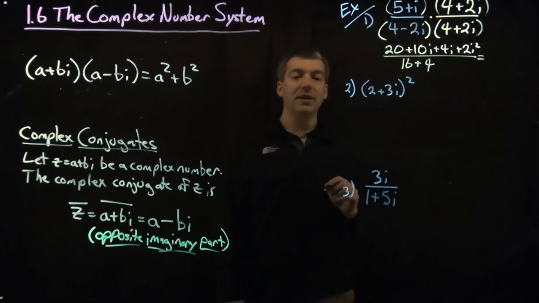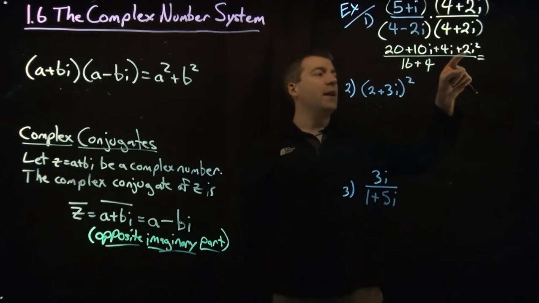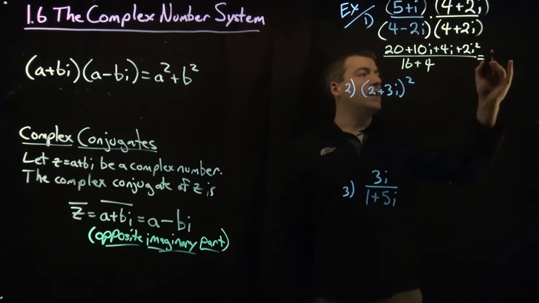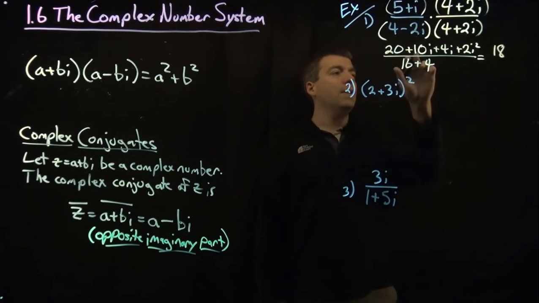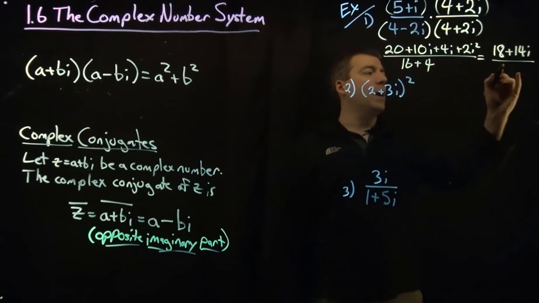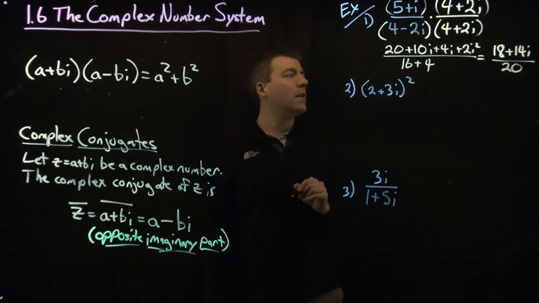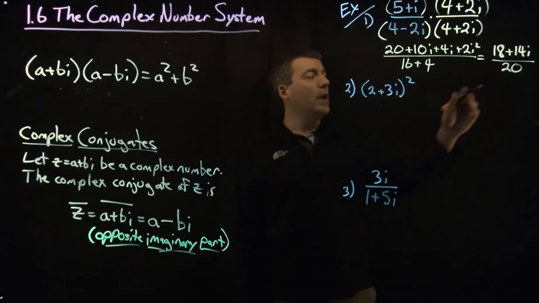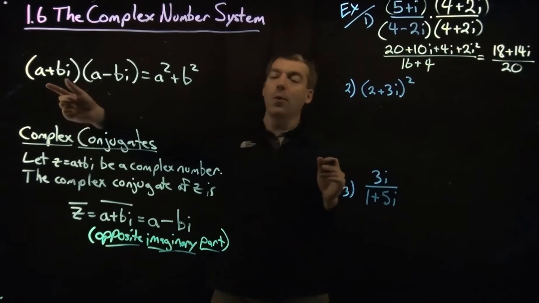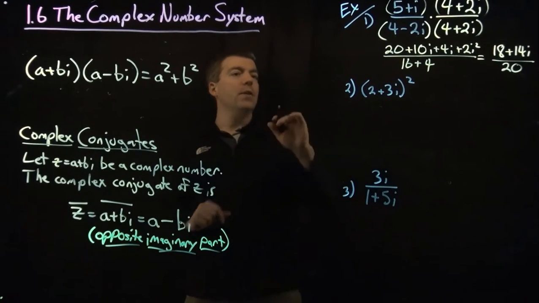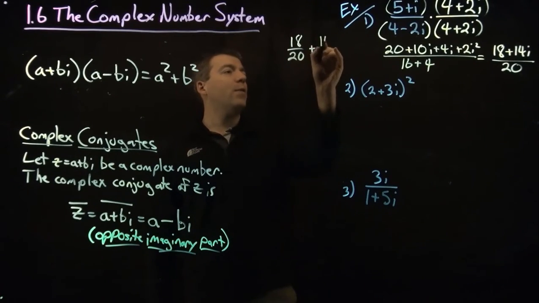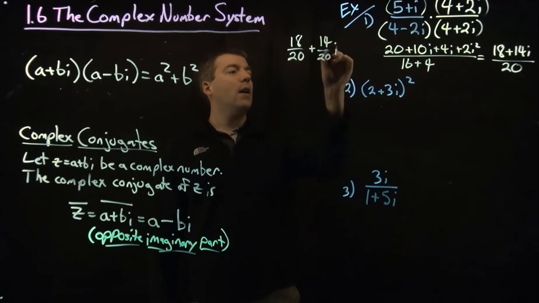All right, we can simplify this a little bit. We know that 2i squared is negative 2, so 20 minus 2 is 18. And then 10i plus 4i is 14i, divided by 20. Now we'll want to divide the 20 into both the real part and the imaginary part of the number to write it in the form a plus bi. So we have 18 over 20 plus 14 over 20 i.